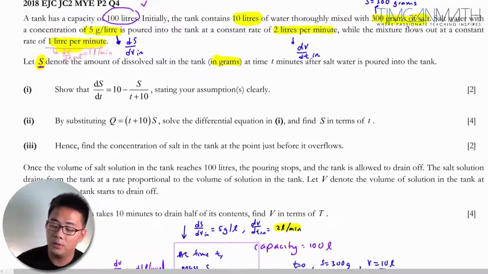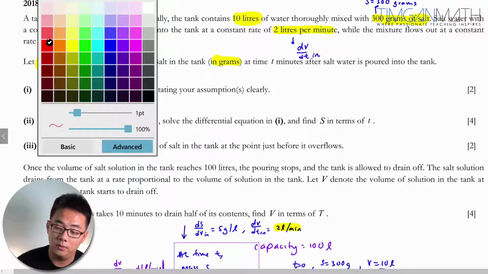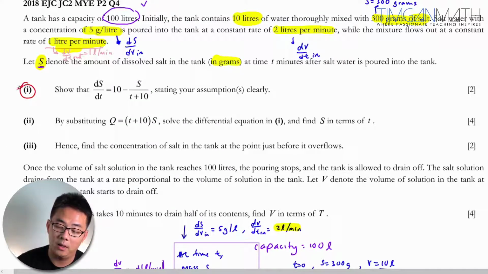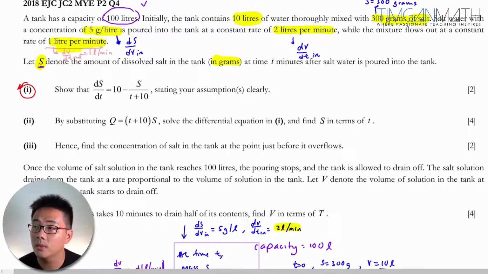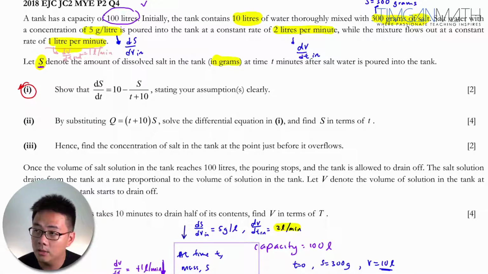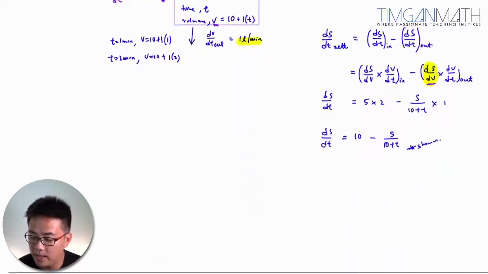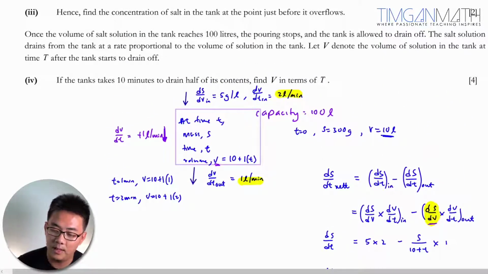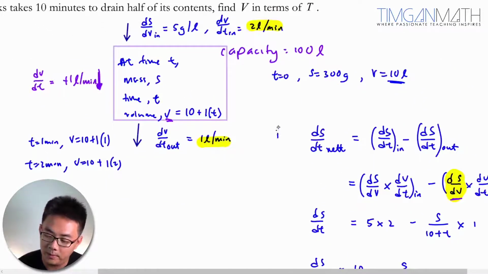Now even if you can't show the first one, it's fine. You can just proceed to do the second part without the first one. Just remember that. Okay, so that's the first part, the whole first part.